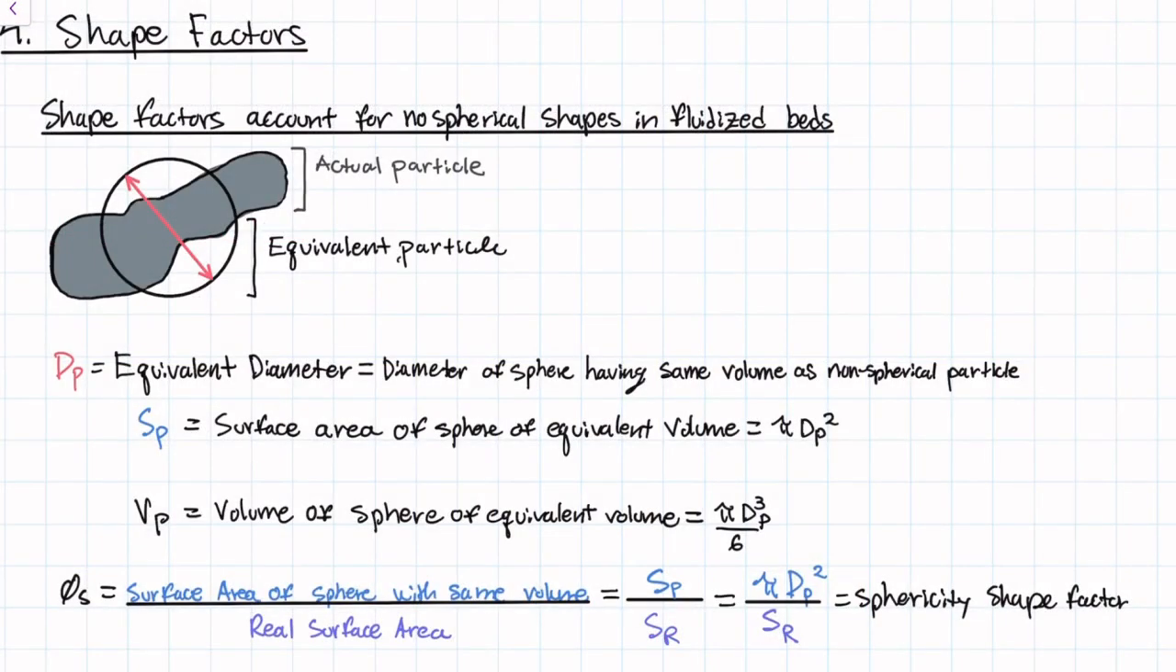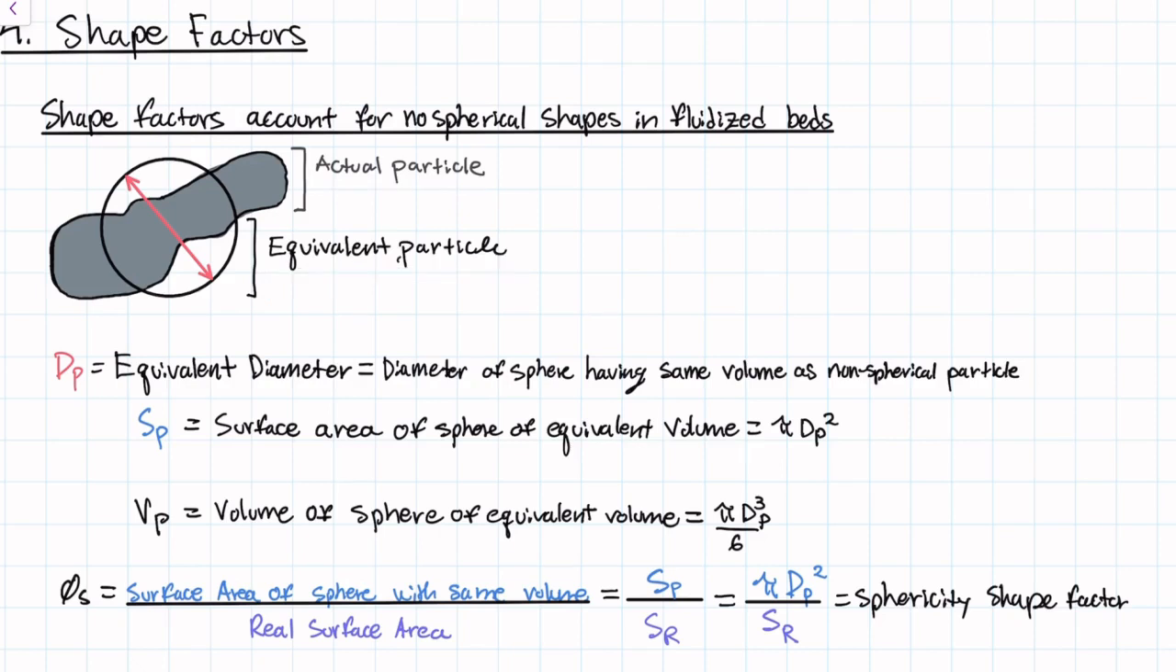Now that we've discussed how the type of flow impacts fluidized beds, we can talk about how the shape of the actual particles impacts fluidized beds. Shape factors account for non-spherical shapes in fluidized beds. Here I've drawn an actual particle and then an equivalent particle, or a particle that has the same volume as the actual particle, but it's a sphere.